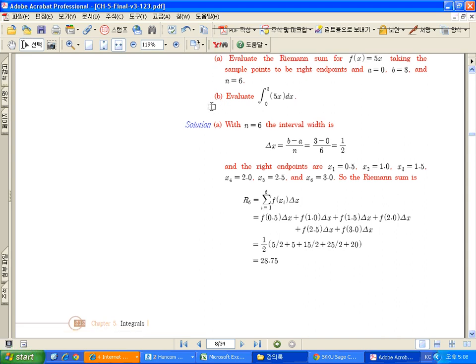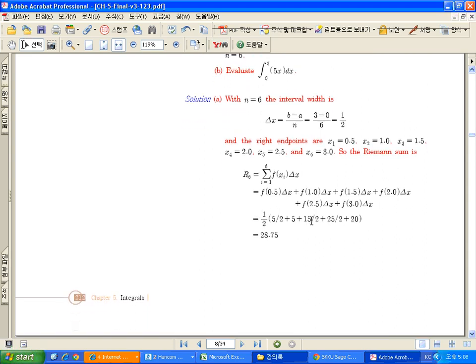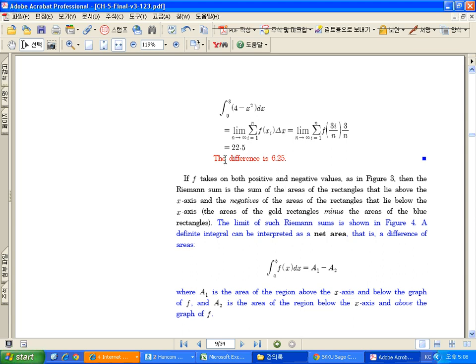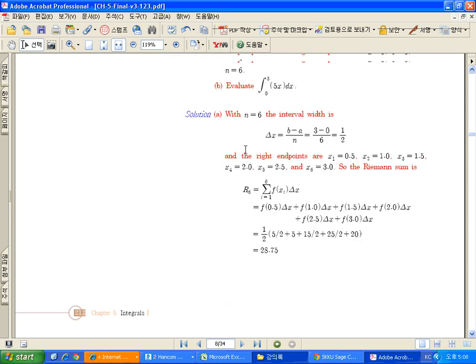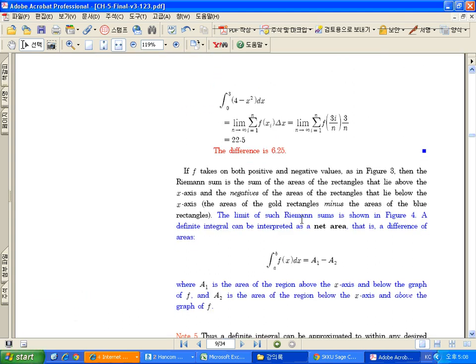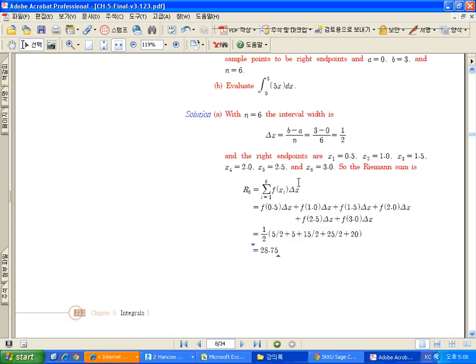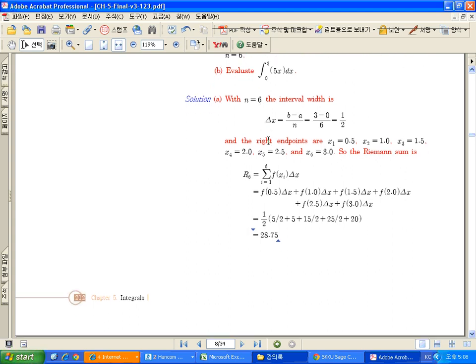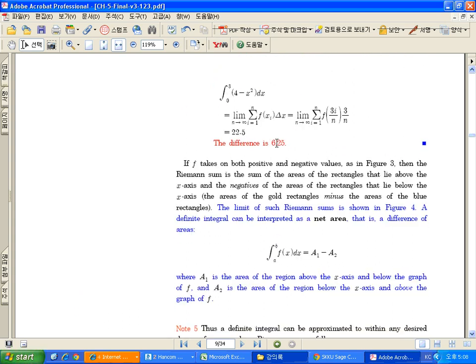This is what we can find. So the difference is 6.25 between the real integral and the Riemann sum. If we make n bigger, then it gets closer and closer to the real integral.